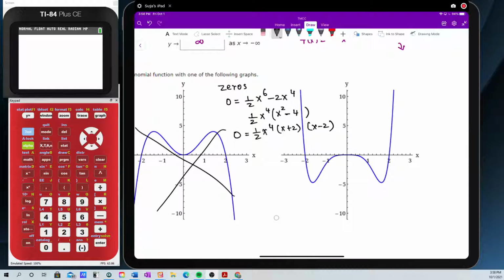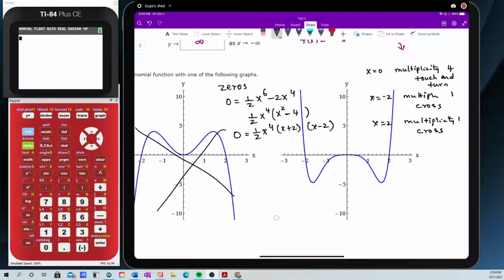From here, I can say that I have a zero at x equals 0, multiplicity 4, therefore even, which means it's going to touch and turn. And x equals negative 2, multiplicity 1, so it's going to cross. And x equals 2, multiplicity 1, therefore it's going to cross.